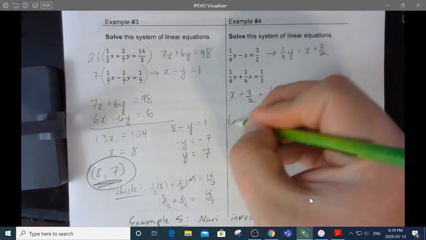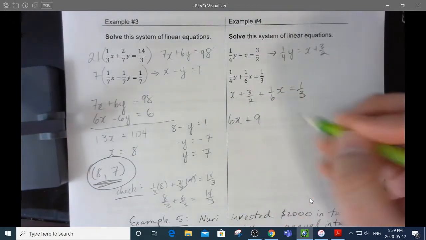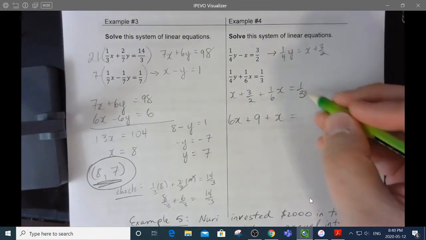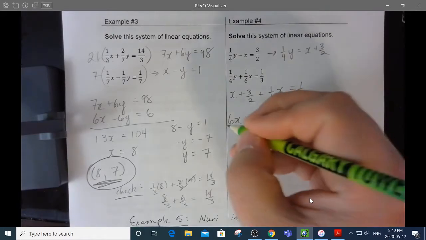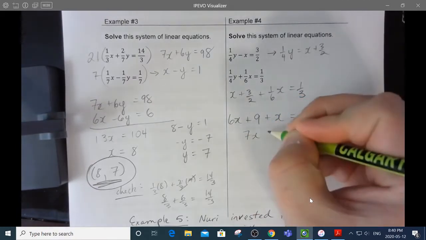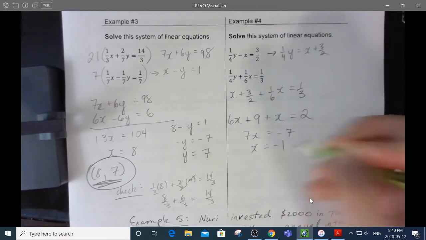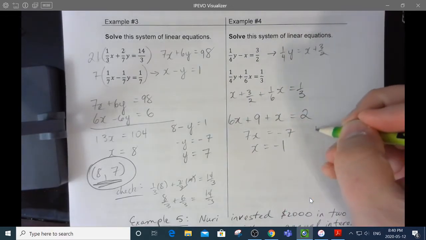So 6 times x is 6x. 6 times 3/2 is 9. 6 times 1/6 is 1. Don't forget the x. And 6 times 1/3 is 2. Okay? Again, use scrap paper if you need to when you're doing that, but do not reach for your calculator. 6x's plus 1x is 7x's, minus 9 from both sides, and hey, it's happening again. I got an integer. If I go right to here, I'll get my y answer the fastest.